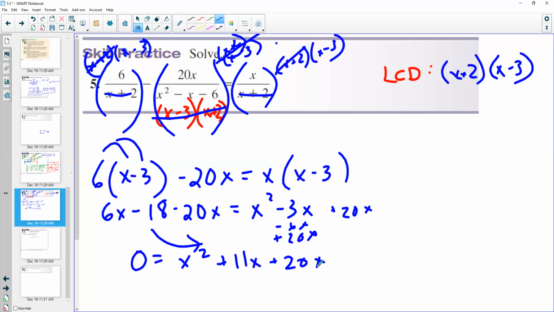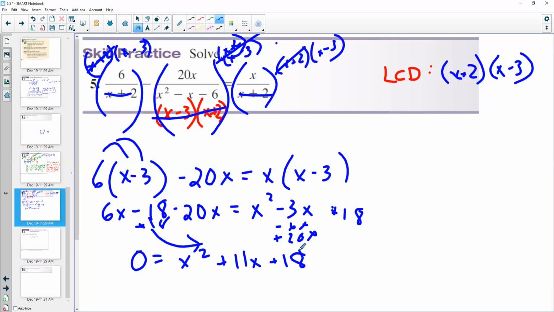No, 18. This is an 18. Where I used that 20x twice, not the 18. That's where I was losing it. Like, hold on, where'd the 18 go? All right, plus 18. Plus 18. That makes more sense. Okay, now we factor.